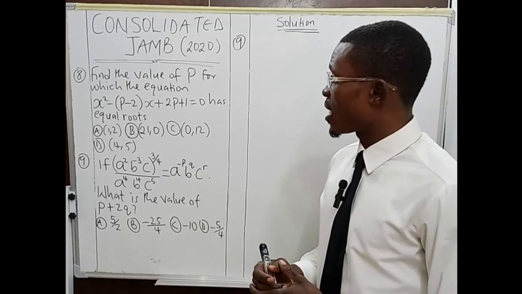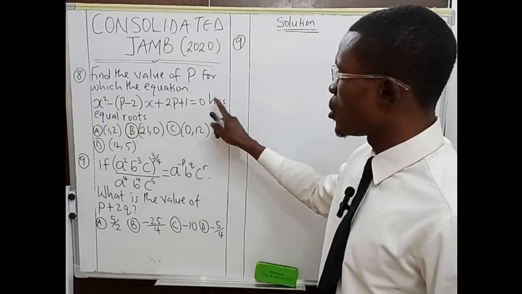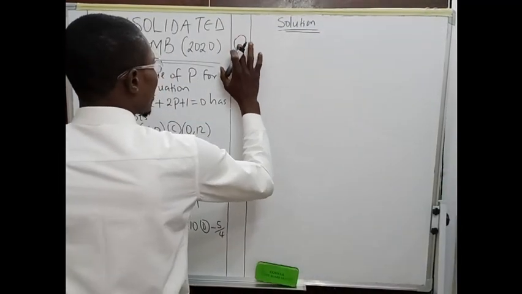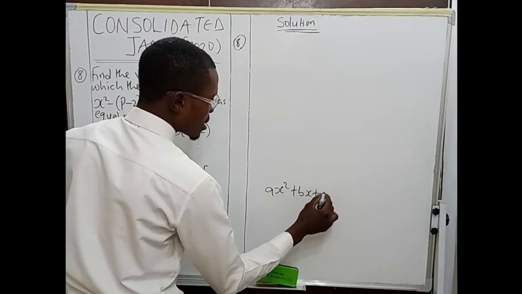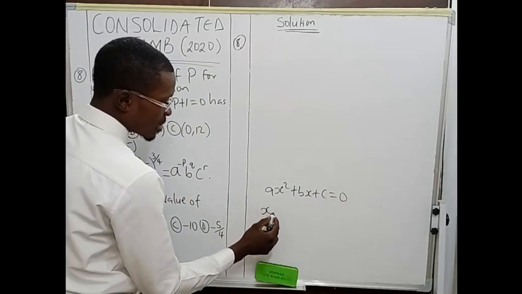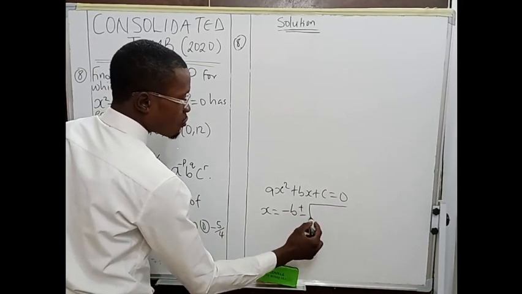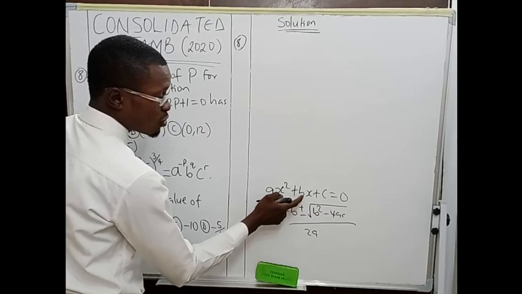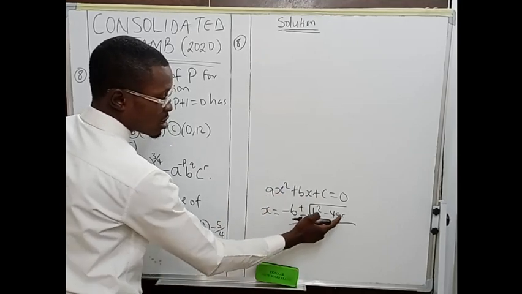Now we have question 8 and 9 on the board. 8 says find the value of p for which the equation equals 0 has equal roots. This is a quadratic expression. We know that given a quadratic expression, let's say ax squared plus bx plus c equals 0, the root is given by what? x is given by the formula minus b plus or minus the root of b squared minus 4ac all over 2a. b is the coefficient of the middle term, a is the coefficient of the first term, and c is the constant term.